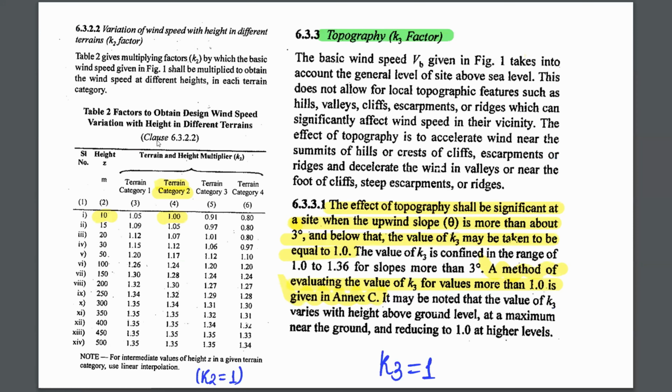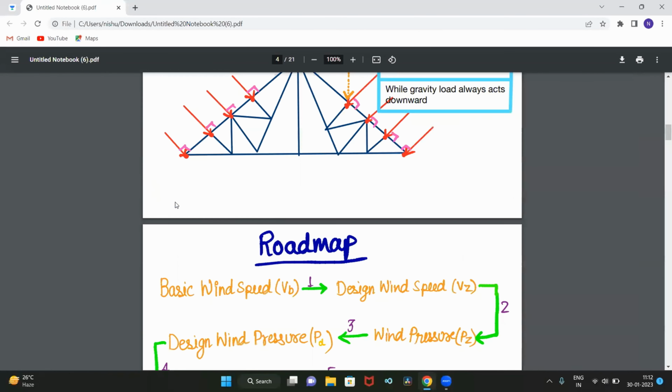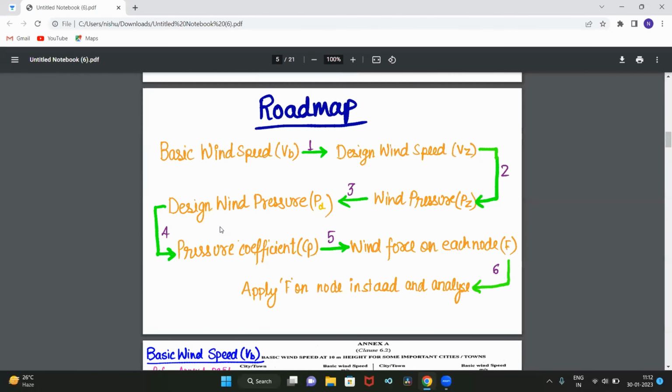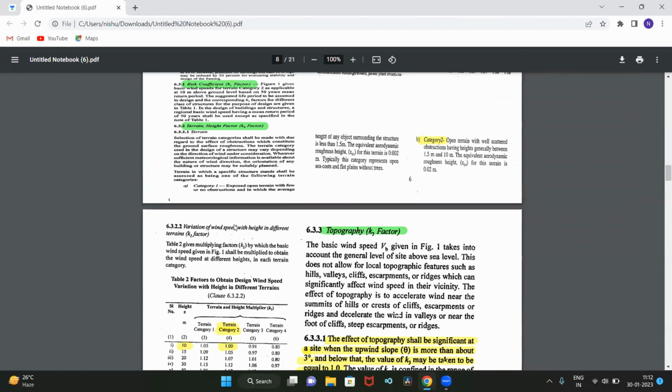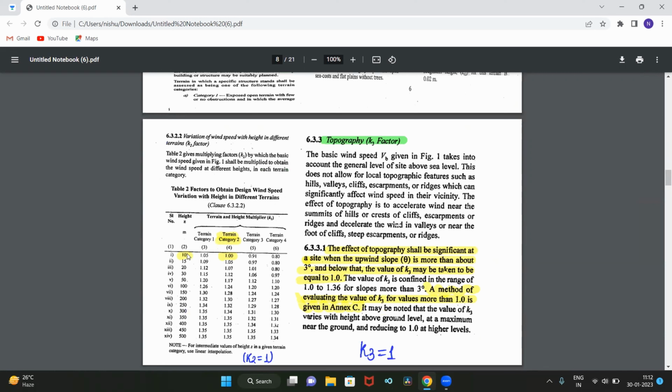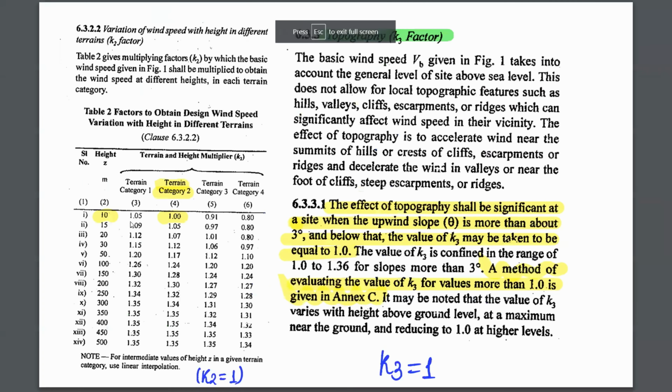is here in this slide. Table 2, factors obtained design with speed variation with height in different terrains. Here it is given the value of K2 for terrain category 2 and height. Height is less than 10 meter. As you can remember, I have already shown the height of my structure is 7 meter. Okay. So for height less than 10 meters, the value of terrain category 2 is 1. Okay. So I hope you got this table and you can select the value of K2 as per your requirements.